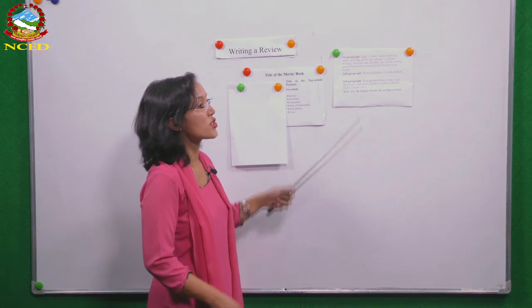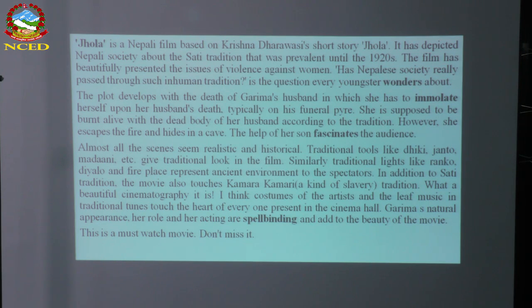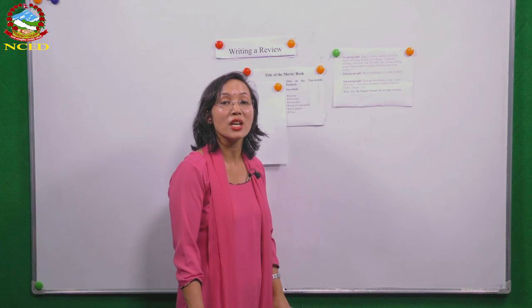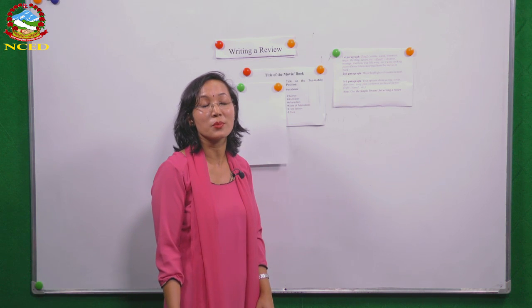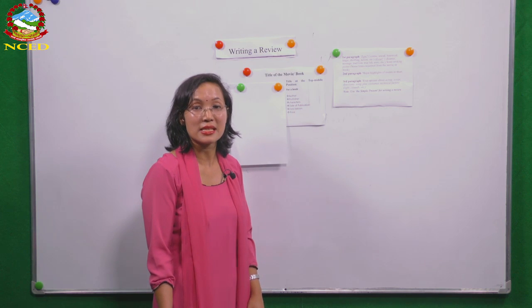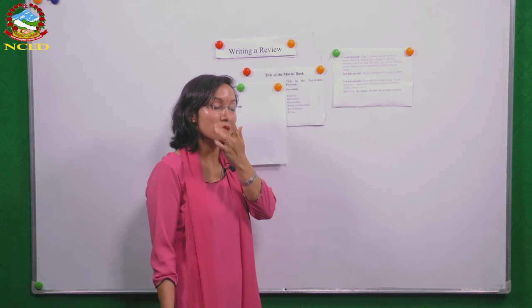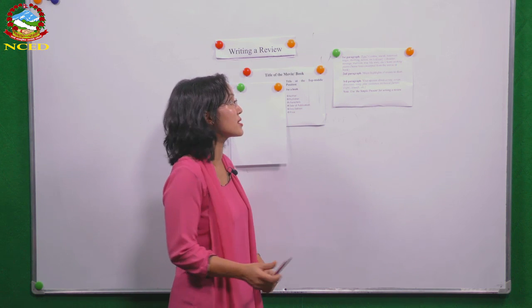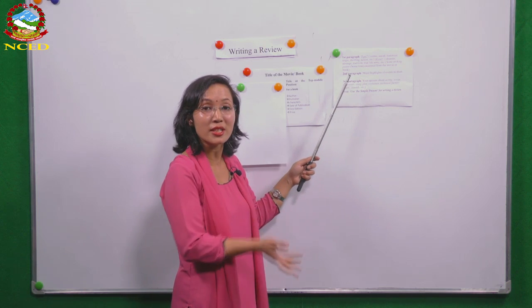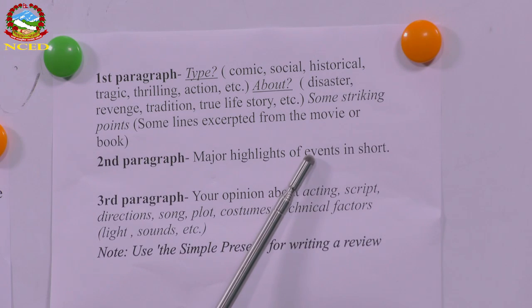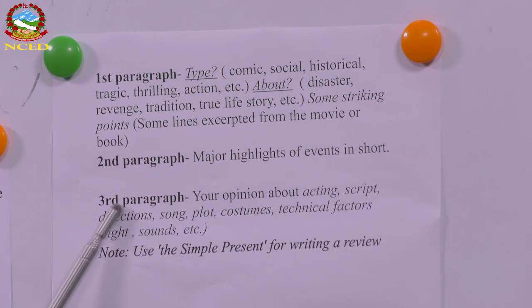And the second paragraph is about events. It is about the major highlights of the events. As I have already told you, you should not write the whole events in depth. Is that clear? Because the viewers or readers will not be satisfied if you reveal everything. They will watch the movie and read the book. So mention only the major events, in very short.